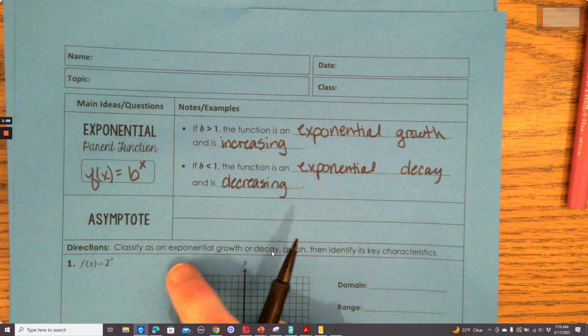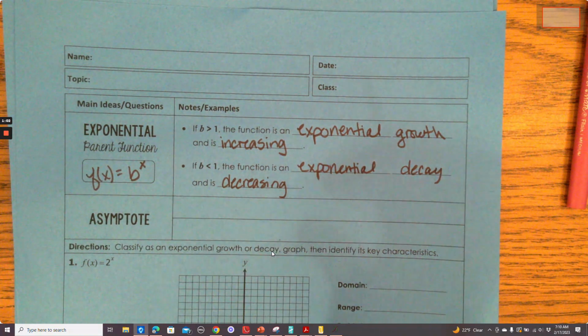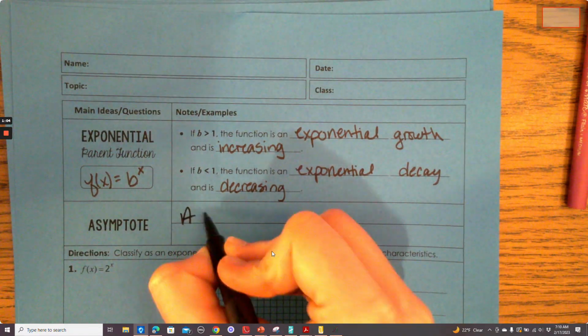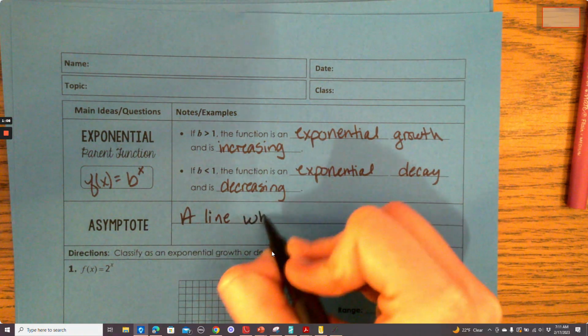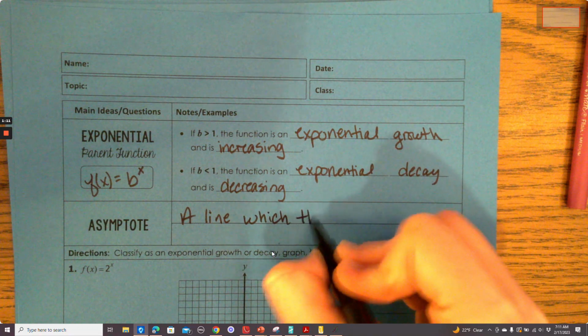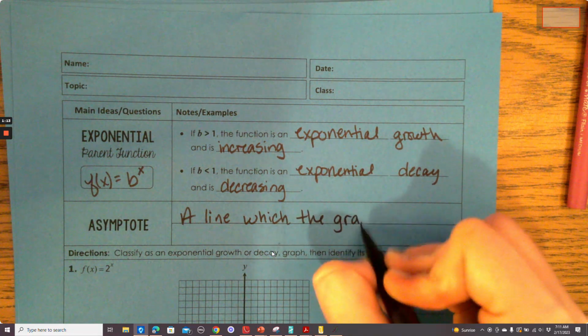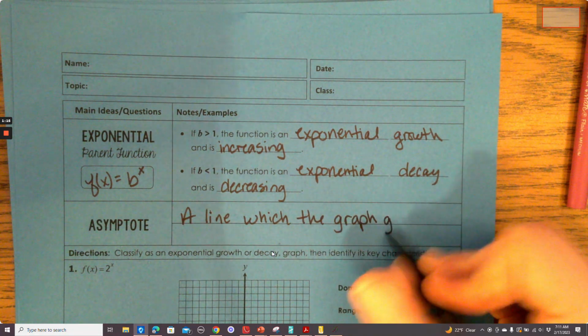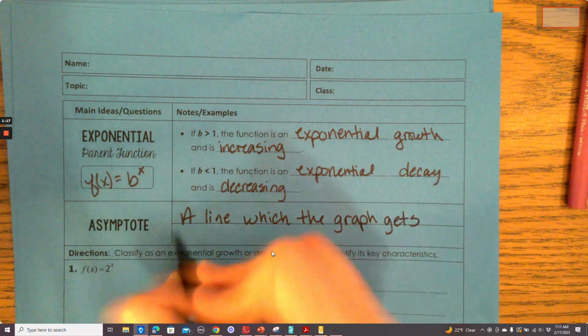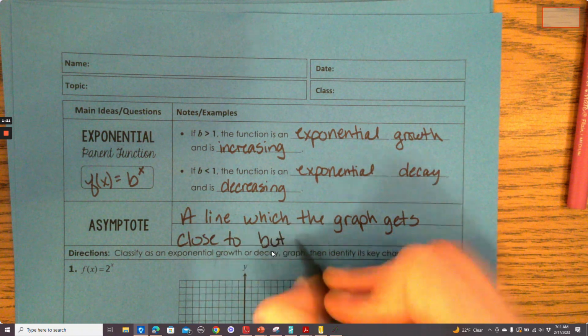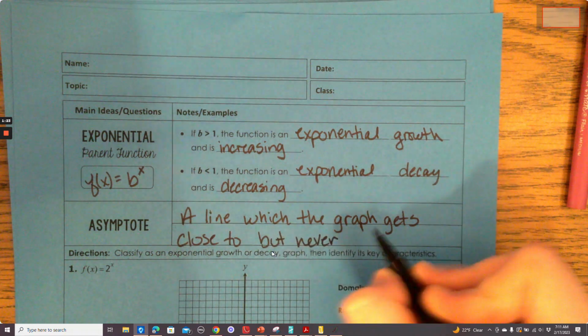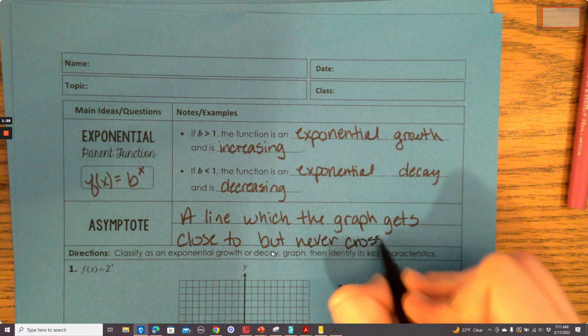And then we've got asymptotes when we're talking about exponential functions. So an asymptote is a line which the graph gets close to but never crosses.